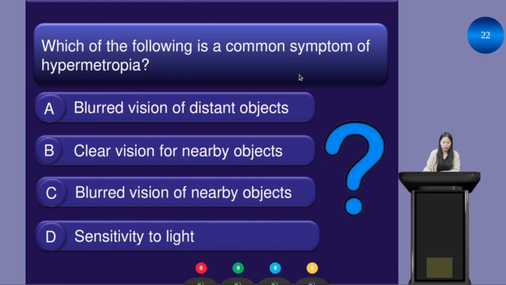Which of the following is a common symptom of hypermetropia? Blurred vision of distant objects, clear vision for nearby objects, blurred vision of nearby objects, sensitivity to light. Yes, students?